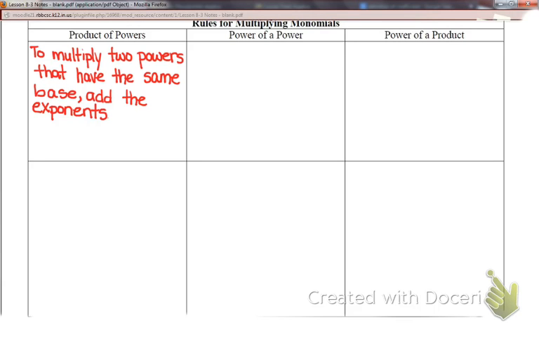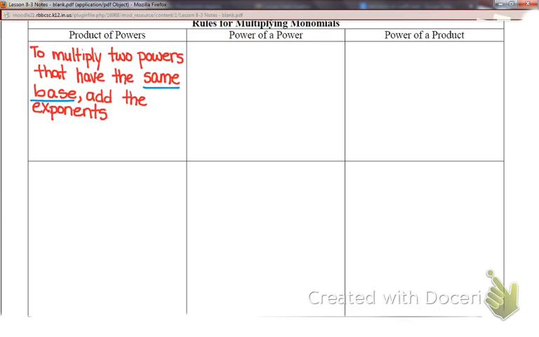So the product of powers says to multiply two powers that have the same base, you add the exponents. It's really key that the powers have the same base. If they don't, then you can't do anything with them. You can't add the exponents. So if they have the same base, you can just add the exponents to simplify the expression.